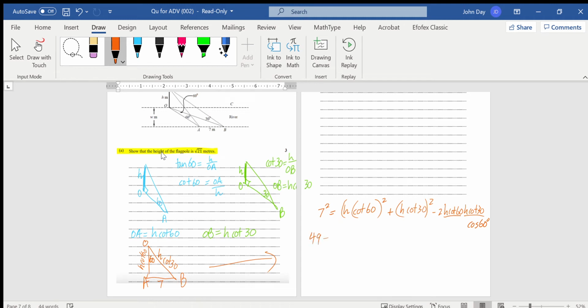So 49 equals H squared cot squared 60 plus H squared cot squared 30 minus 2H squared cot 60 cot 30 by cos 60, which is a half. So 49 is H squared cot squared 60 plus H squared cot squared 30 minus H squared cot 60 cot 30, because a half times 2 is just 1. So 49 is actually H squared into cot squared 60 plus cot squared 30 minus cot 60 cot 30.